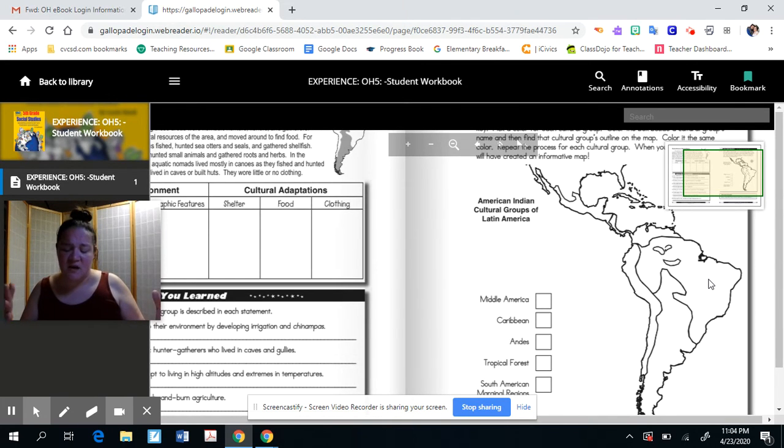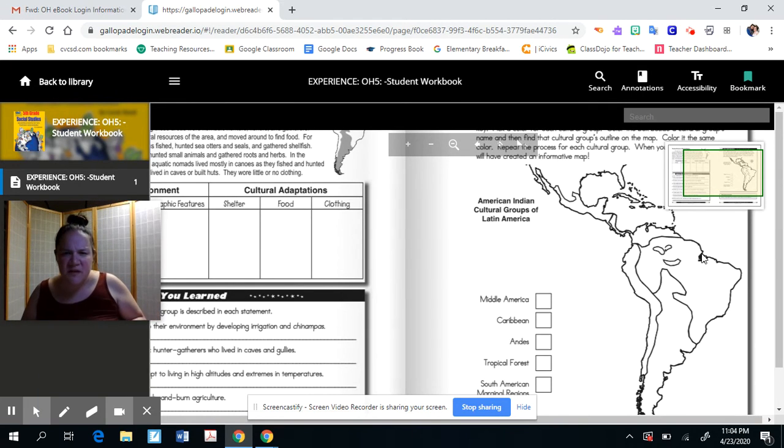Other ways that the tropical forest Indians differed from the Mayans, they didn't have an organized government like the Mayans did. They didn't have a tiered class system. They didn't have a developed written language. So again, there were some differences in the tropical forest Indian culture, which would be right here if you were color coding it.